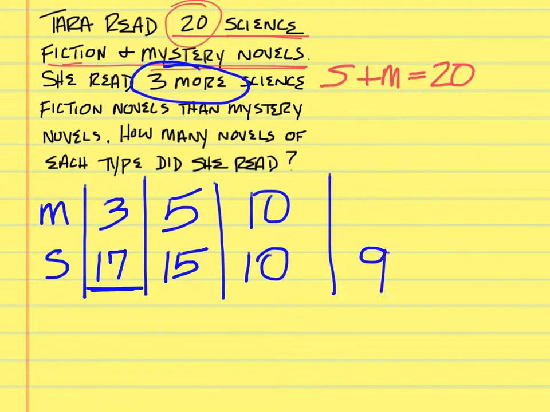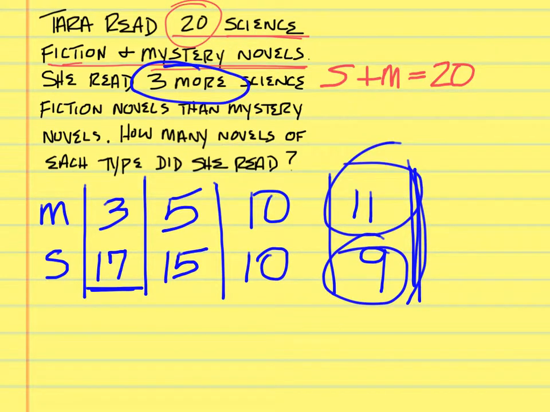Okay, what about 11? Or no, let's choose 9. If she read 9 science fiction, then how many mystery did she read? 11. Is 9 3 more than 11? No, actually it's 2 less. Doesn't she have to have more science fiction than mystery? Yeah, so should we be using any numbers here that are less than this? No, so let's try another one. Let's try 11 here. If she read 11 science fiction novels, how many mysteries would she have to read to get 20? 9. Is 11 3 more than 9? No, it's how much more? It's 2 more. That's right.